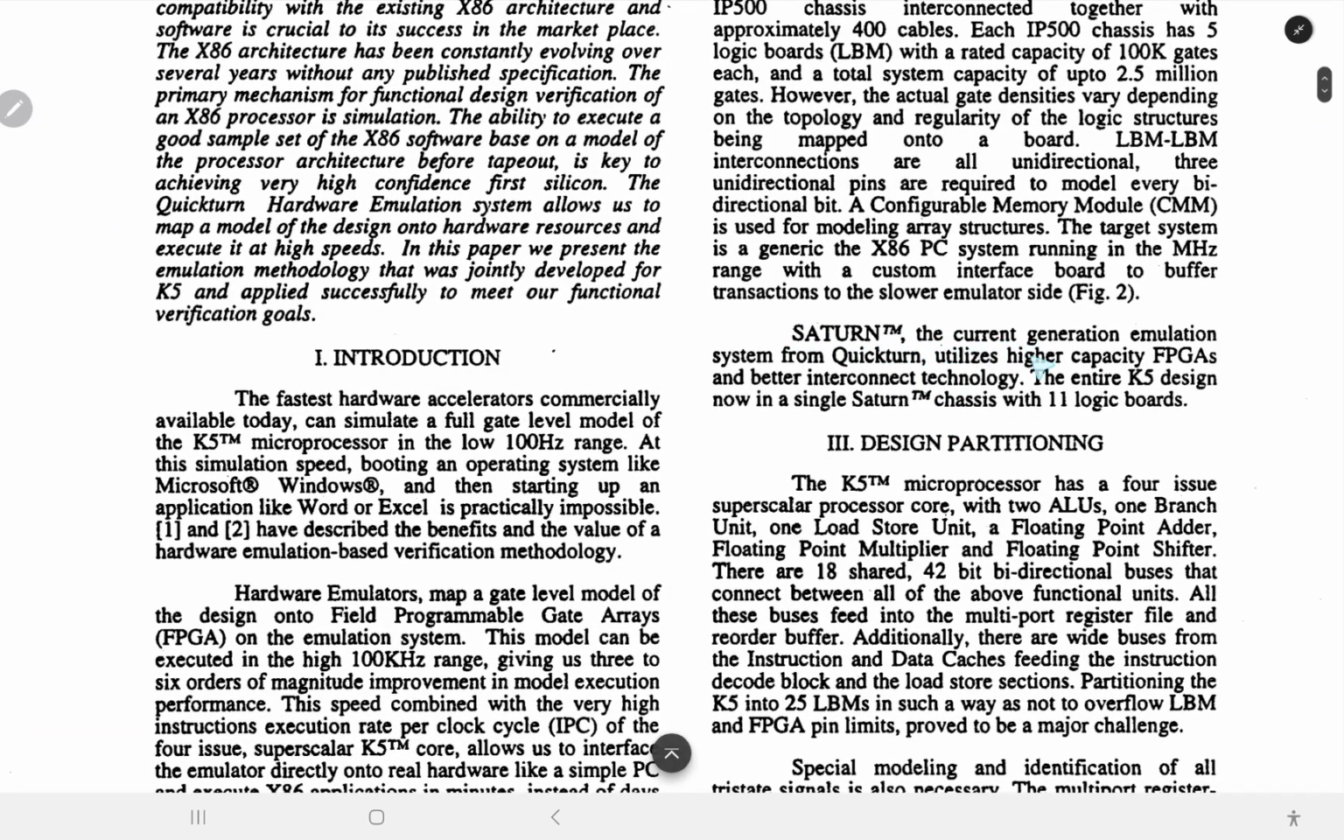Saturn TM, the current generation emulation system from Quickturn, utilizes higher capacity FPGAs and better interconnect technology. The entire K5 design now fits in a single Saturn TM chassis with 11 logic boards.